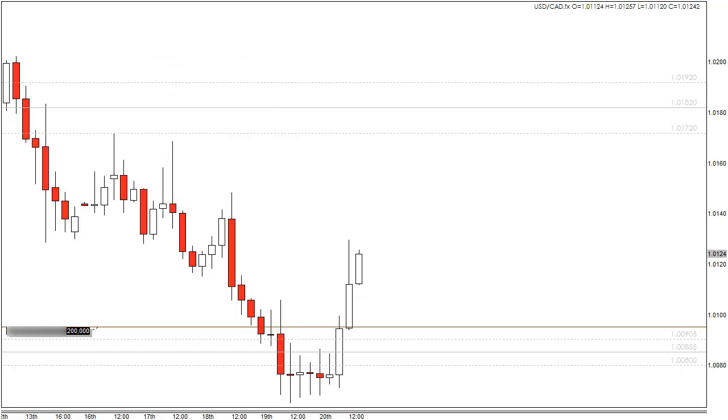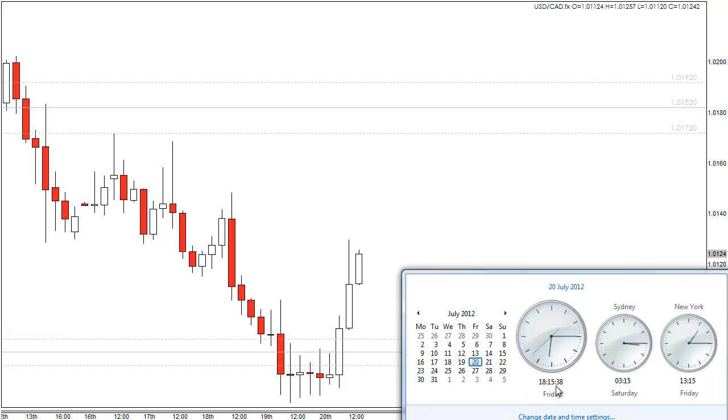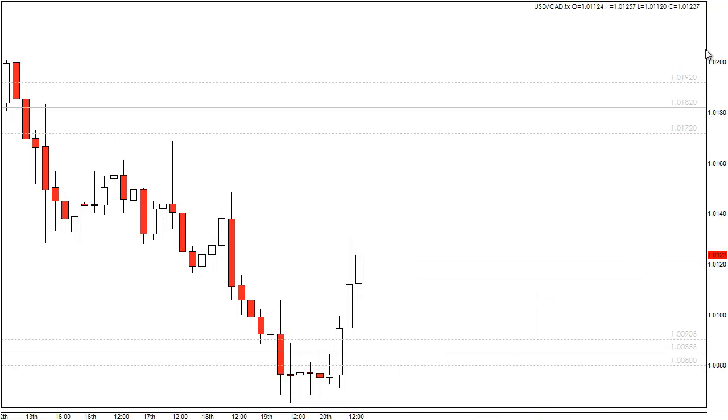Okay, that's me closed out. So I've closed this trade out because it is currently 18:15 GMT plus 1, so that's Friday evening, and that means the market's going to close in about 4 hours.